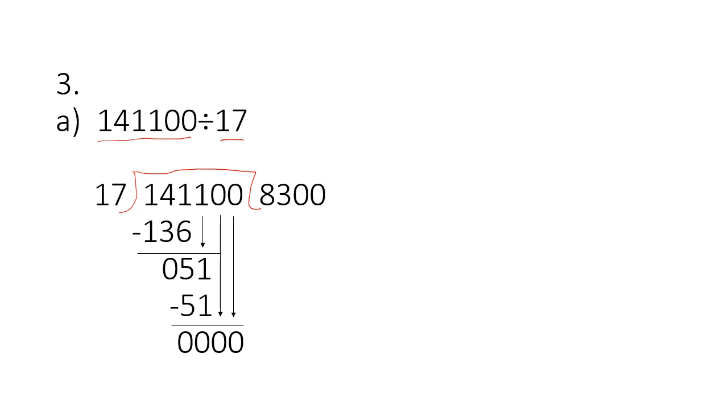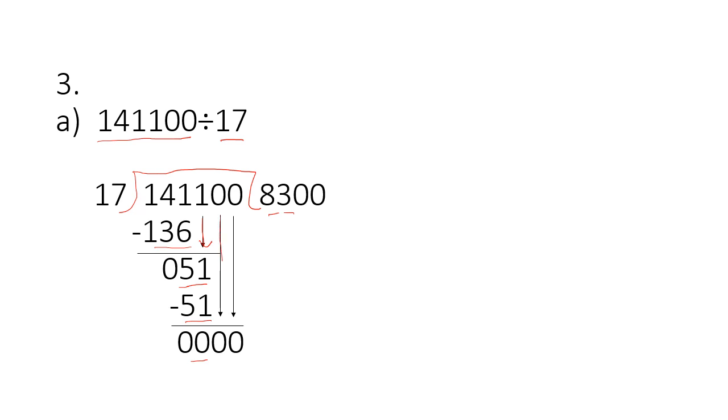So our number is 141. 17 times 8 is 136. And when you subtract these two numbers, we get 5. Now you take the next number, that is 1. Now our number is 51. So 17 times 3 is 51. So after subtracting 51 by 51, we get 0. But the 2 digits are left.